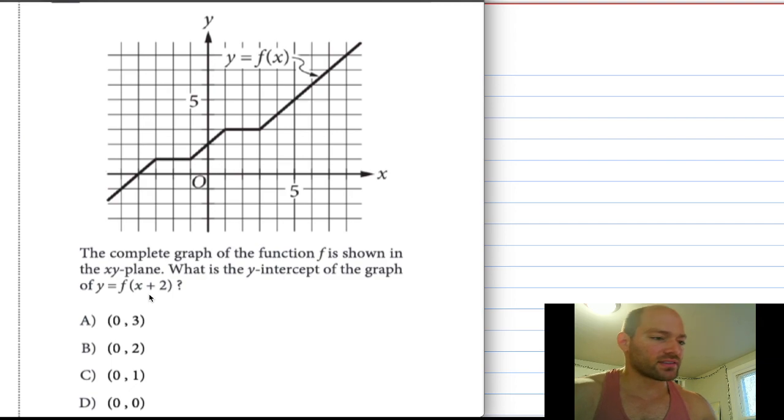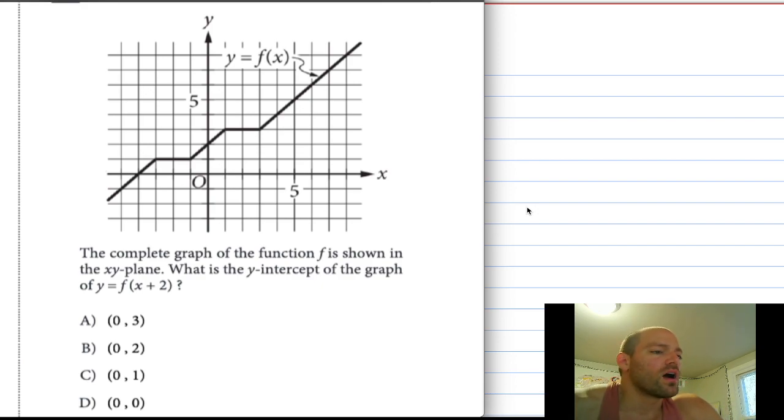Now, when you move things side to side like this, it's the opposite of what you might think. So the fact that it's plus 2 inside means that we're going to be moving this curve, this graph, to the left 2 spaces. So just look at that. Imagine moving that to the left 2 spaces. This point would be now over here, and then it would be over here. So where would the new y-intercept be? It would be 1 up from the old y-intercept, it looks like. So 0, 3. So choice A is the answer to that one.